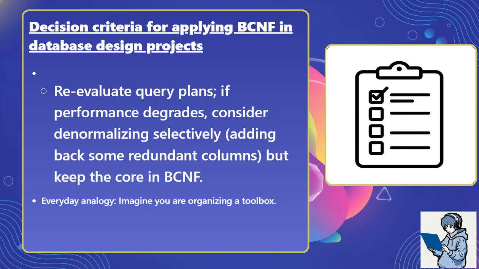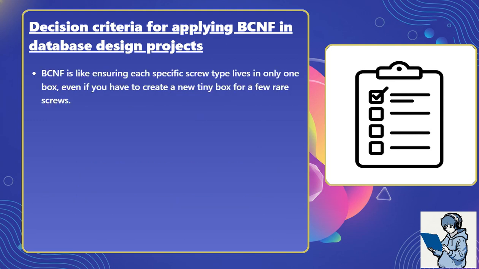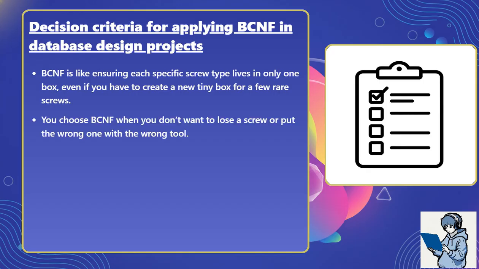Everyday analogy, imagine you are organizing a toolbox. 3NF is like grouping tools by type, screwdrivers together, hammers together, even if some screws end up in multiple boxes. BCNF is like ensuring each specific screw type lives in only one box, even if you have to create a new tiny box for a few rare screws. You choose BCNF when you don't want to lose a screw or put the wrong one with the wrong tool.